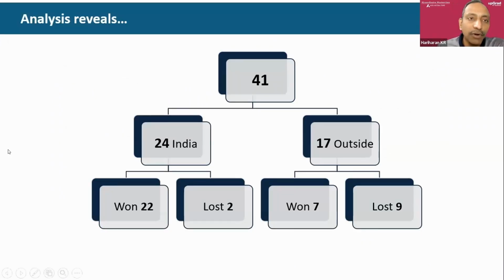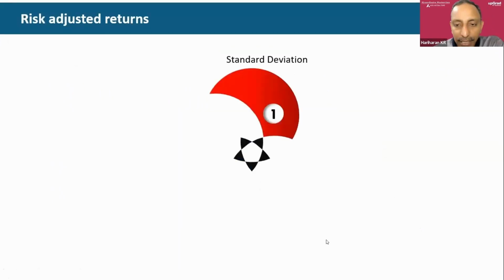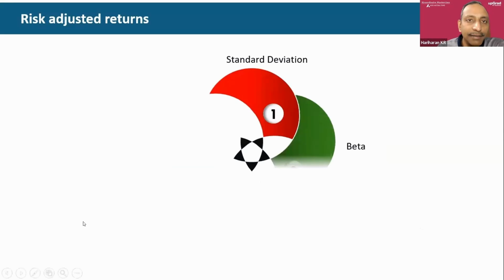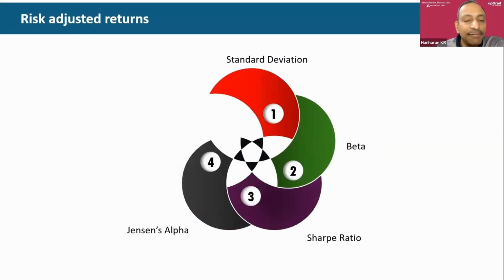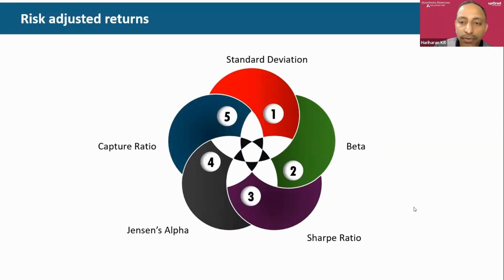So let's understand the various risk adjusted parameters. We have something called standard deviation, beta, Sharpe ratio, Jensen's alpha, and capture ratio. We will understand each one of them quickly. This is again a technical topic, and I will try to make it as simple as possible. These are some of the risk adjusted parameters that investors should look at before you select a fund.